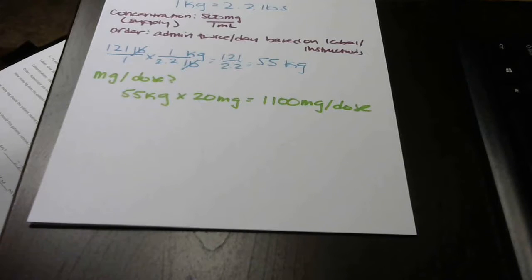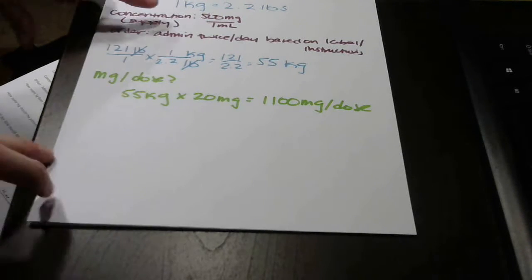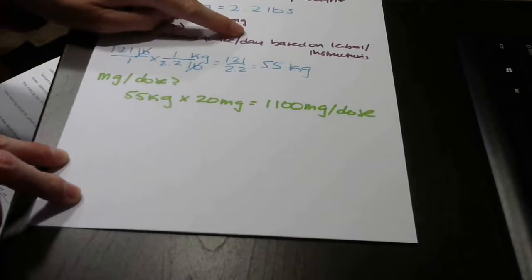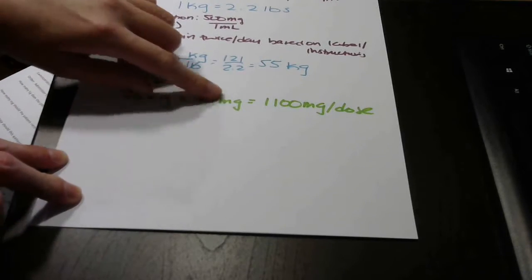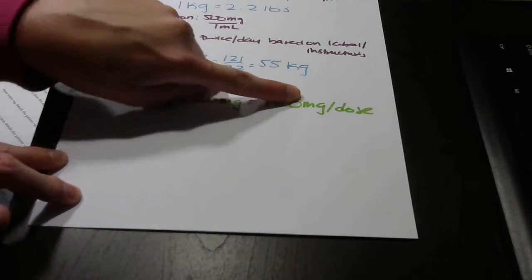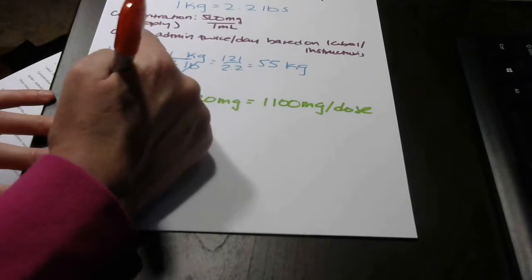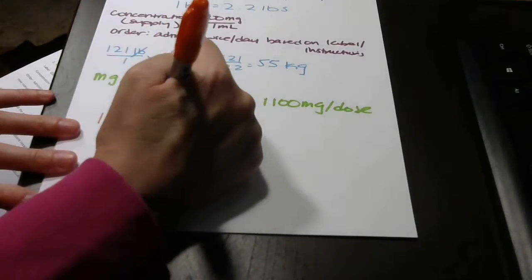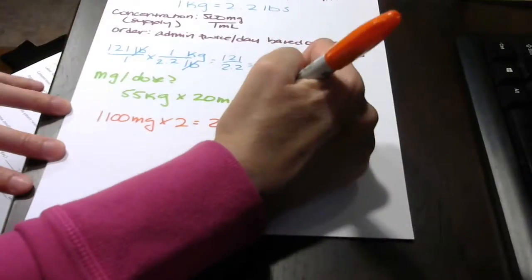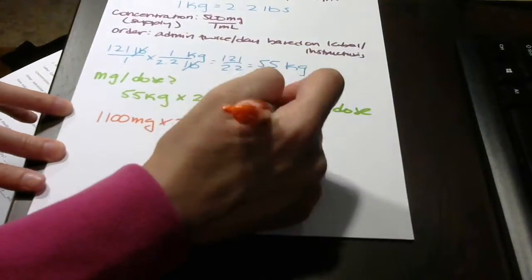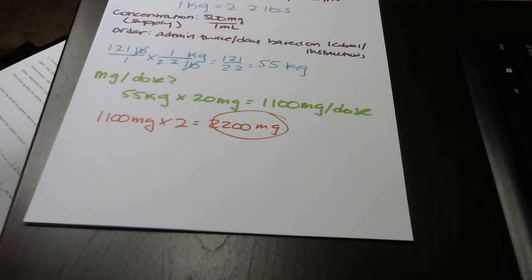Now the third question is, how many milligrams will the patient receive per day? Well, based on the order, we see that it's going to be administered twice per day. So we know that for every dose, it's 1100. So we just take 1100 milligrams times 2, which is going to equal 2200 milligrams. So that's going to be the answer to the third question.